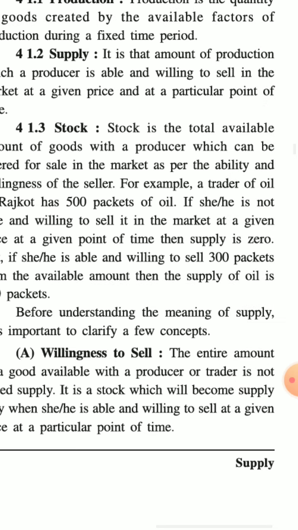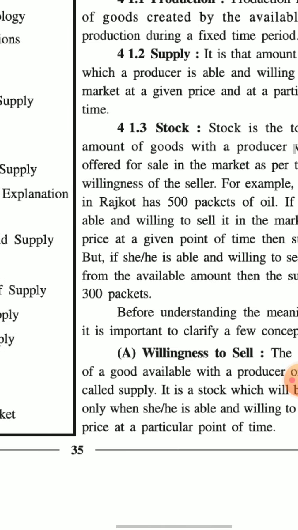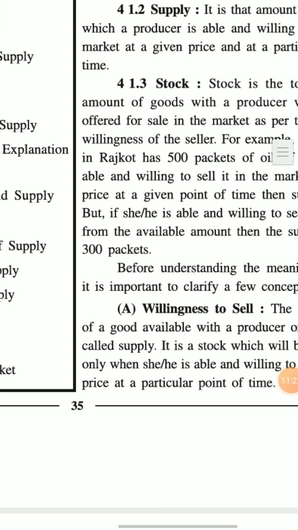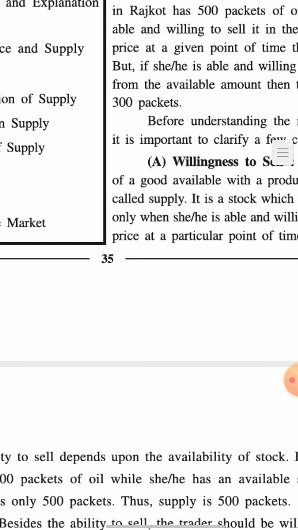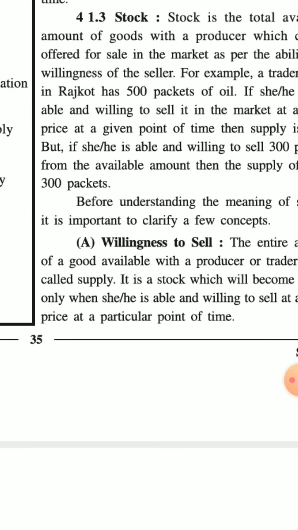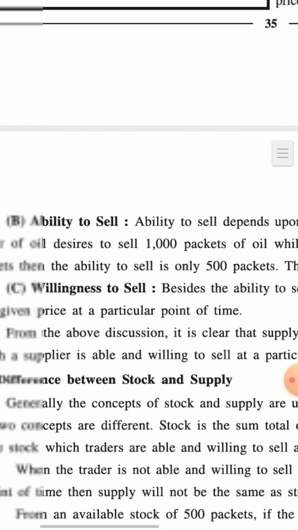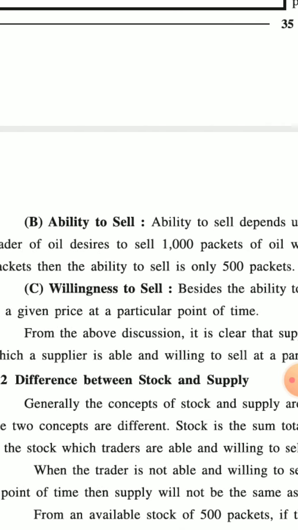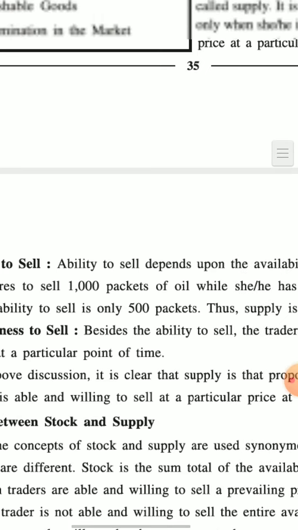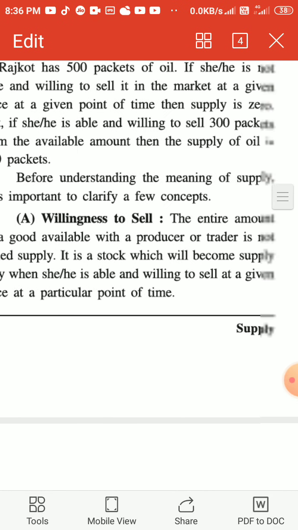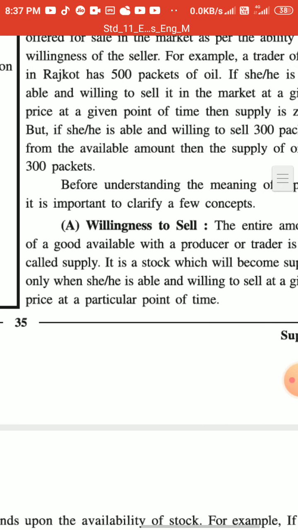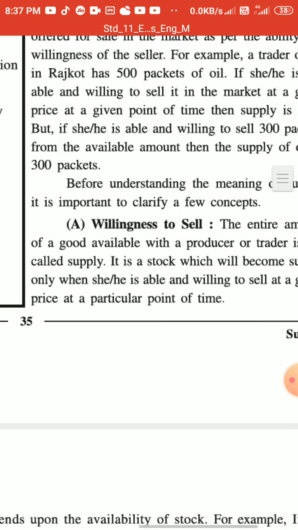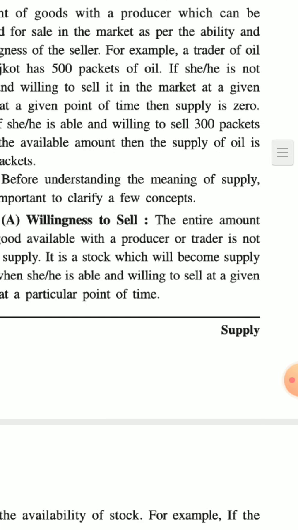Before understanding this, we must know the meaning of supply, the same way as we asked what is demand. First, you must have the willingness to sell. The producer must have the ability to sell and the willingness to sell. The entire amount of goods available with the producer or a trader is not called supply. From the stock, he must have a willingness to sell at a given price.